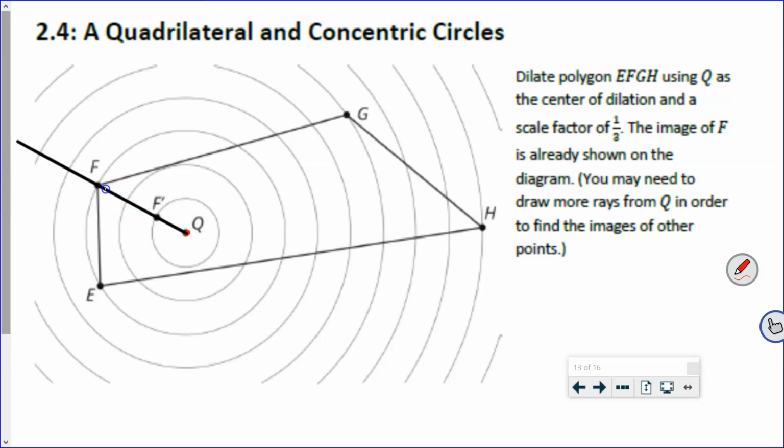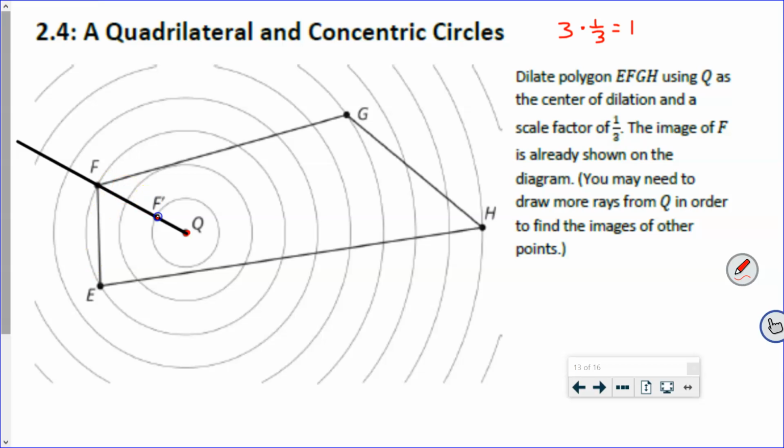And let's count. How far away was F from Q? 1, 2, 3. Okay? And now I want 1/3 of that. 3 times 1/3 is equal to 1. So how far away is F prime? 1 away. Count again, Garrett. 1, 2, 3. It's only 3.